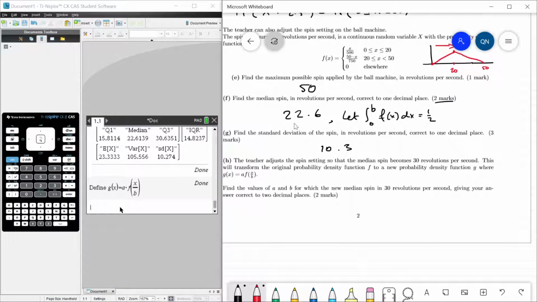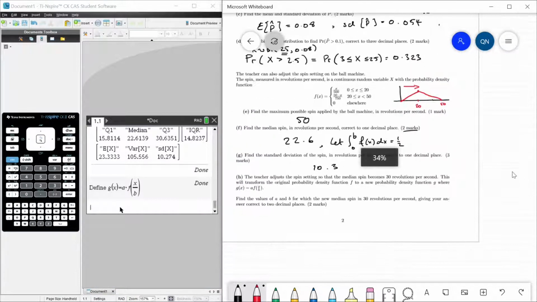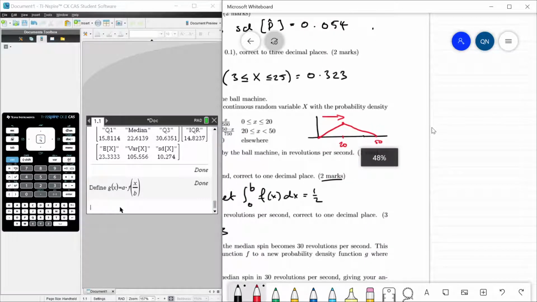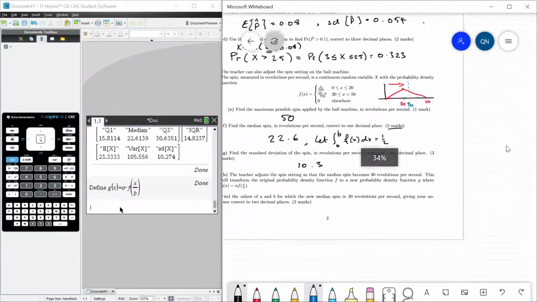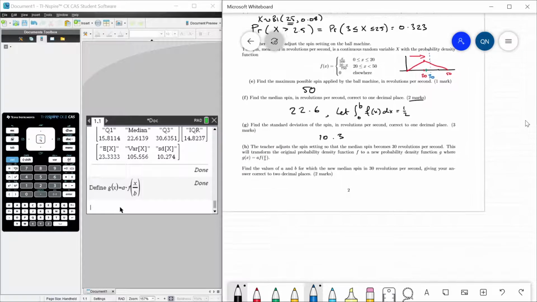So what do we know? We know that the median is 22.6. Okay, so 22.6, it's probably around here. It's not quite 30. We want the median to be exactly 30. So the idea is we want to kind of stretch out this way a little bit. We want to stretch it outwards a little bit in order for that median to move towards 30 from 22.6.